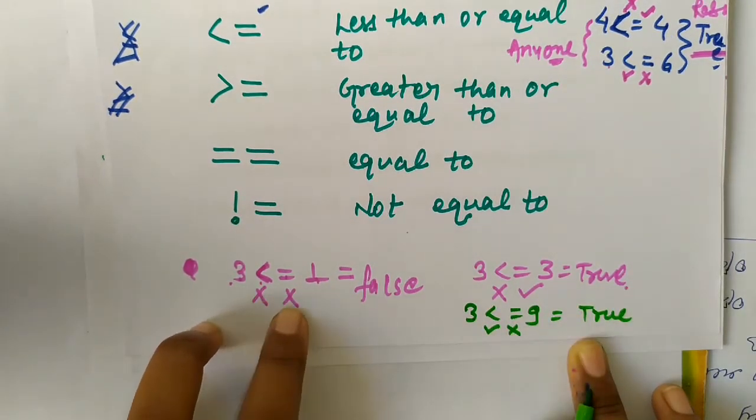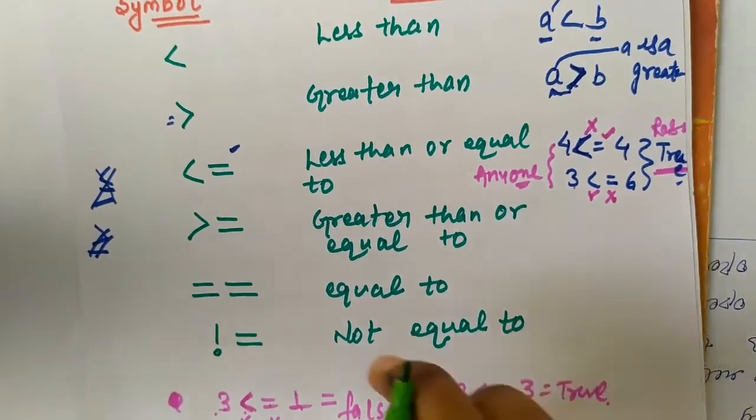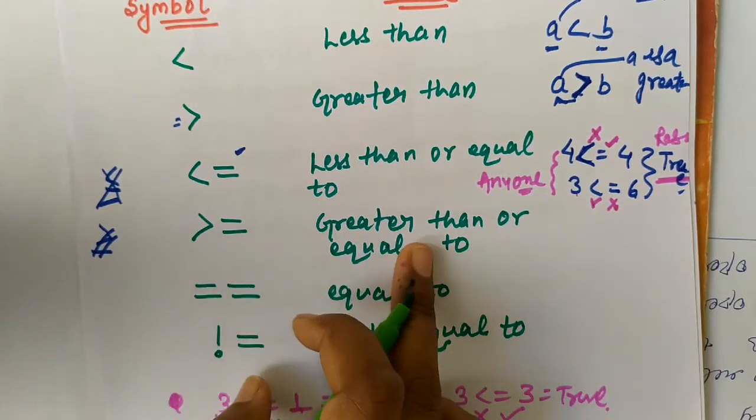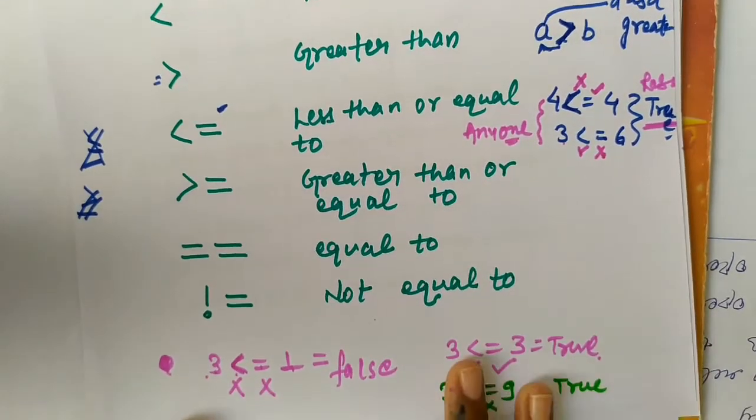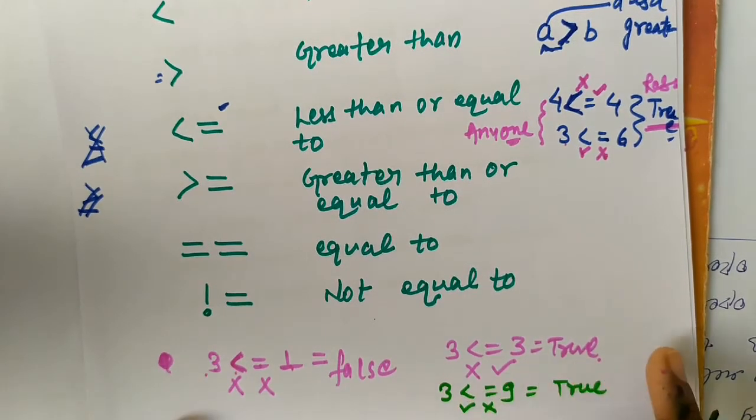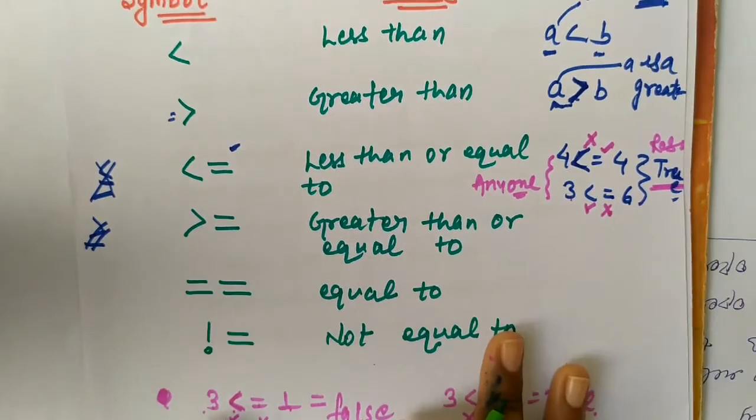If both are false, then the result is false. Same for the greater than sign. Same for the greater than or equal to sign. If any one is true, that means the result is true. But if both are false, the result is false.